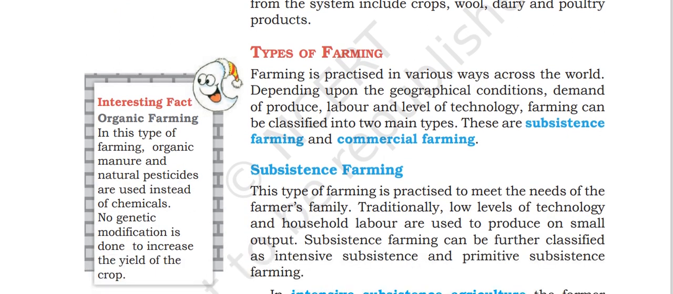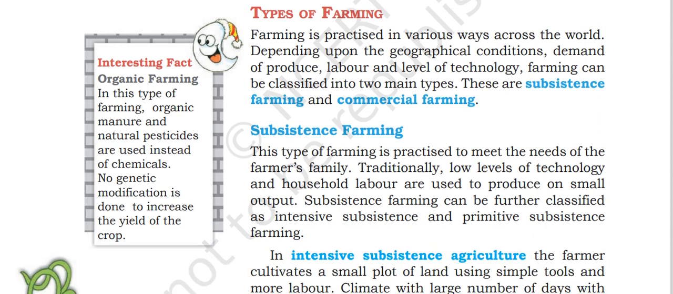Types of farming. Farming is practiced in various ways across the world depending on the geographical conditions, demand for the produce, labor and level of technology. Farming can be classified into two main types. These are subsistence farming and commercial farming.